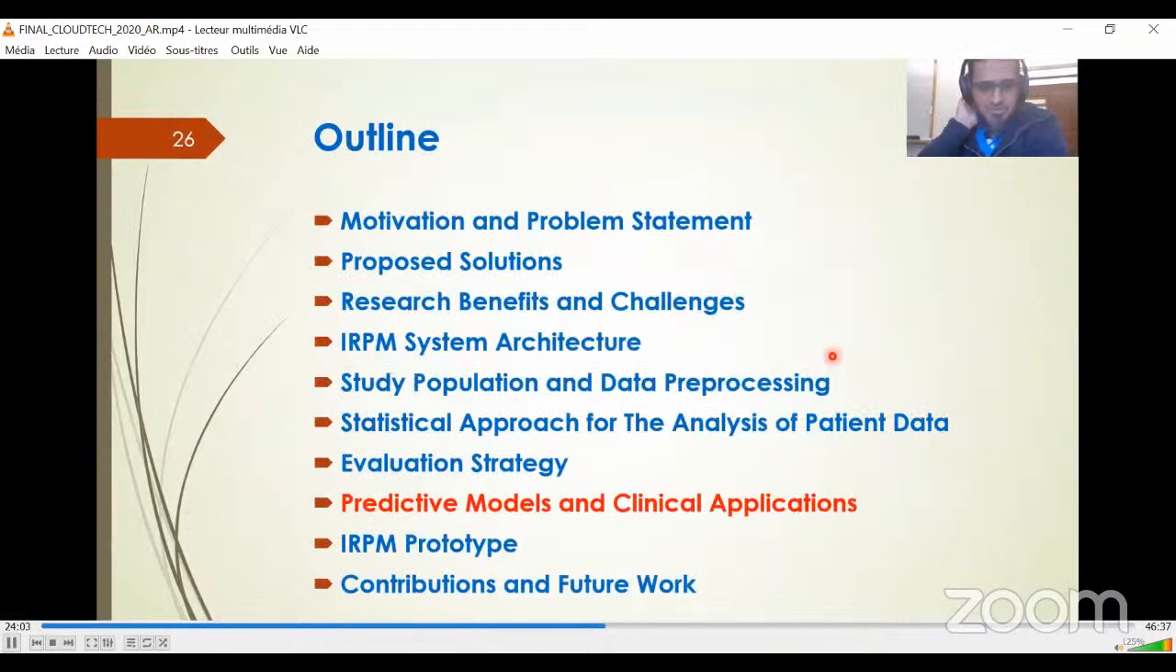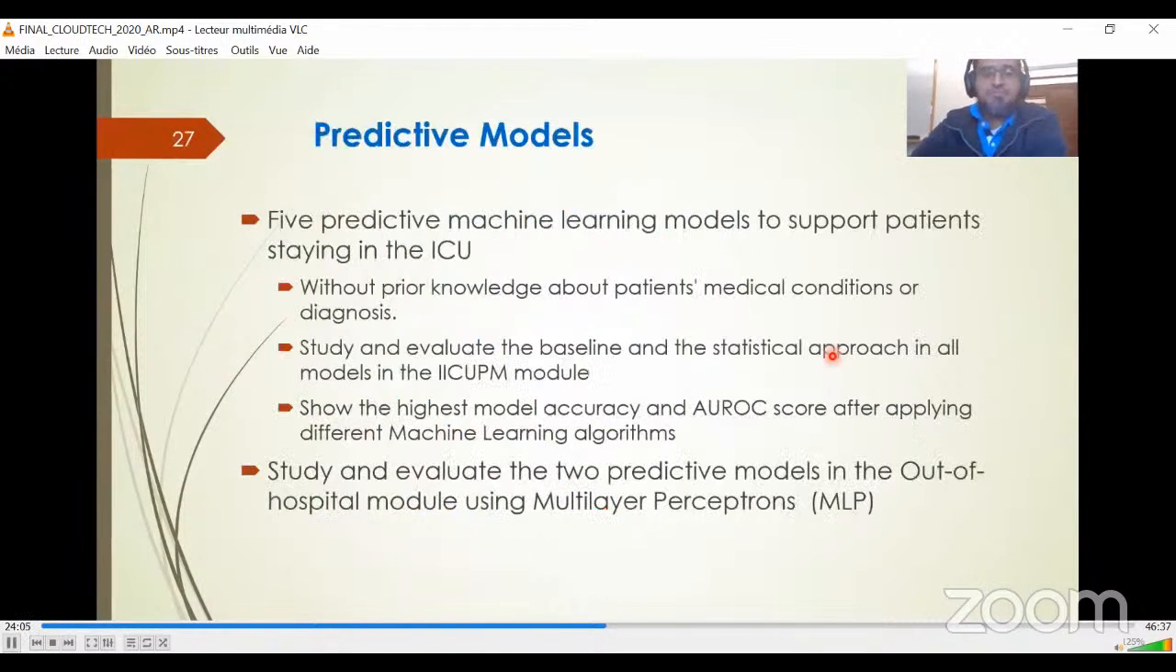Now we'll go to the predictive models and clinical applications. We create 5 predictive models to support patients in the ICU without any information about the medical condition or diagnosis. Even though it's included in the MIMIC, we didn't touch it because we only focus on using the vital sign and demographic attributes. We study and evaluate both approaches, the statistical and the baseline.